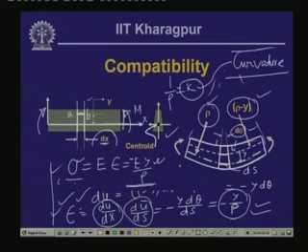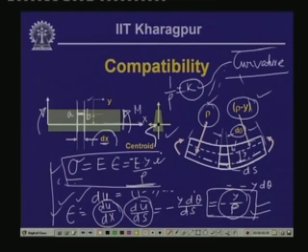Now, here if we look into the equations for equilibrium, let us keep these aspects in mind, that epsilon is equal to minus y by rho and sigma is equal to minus E y by rho, and we need to locate where along the depth the variation of y is.